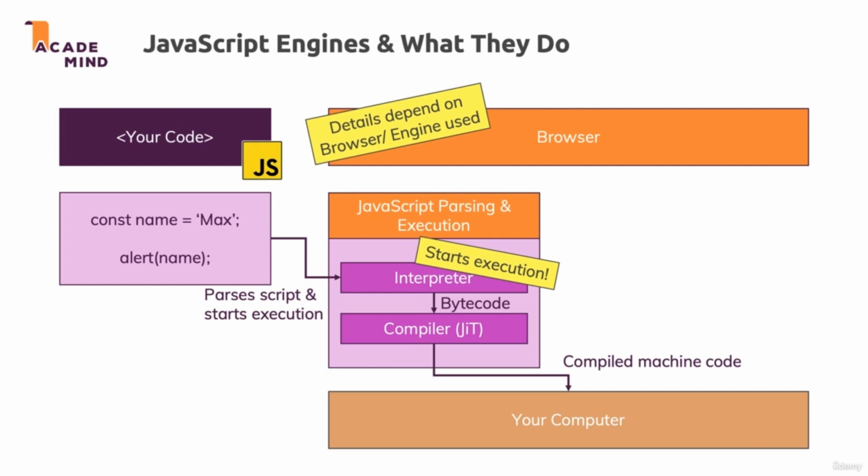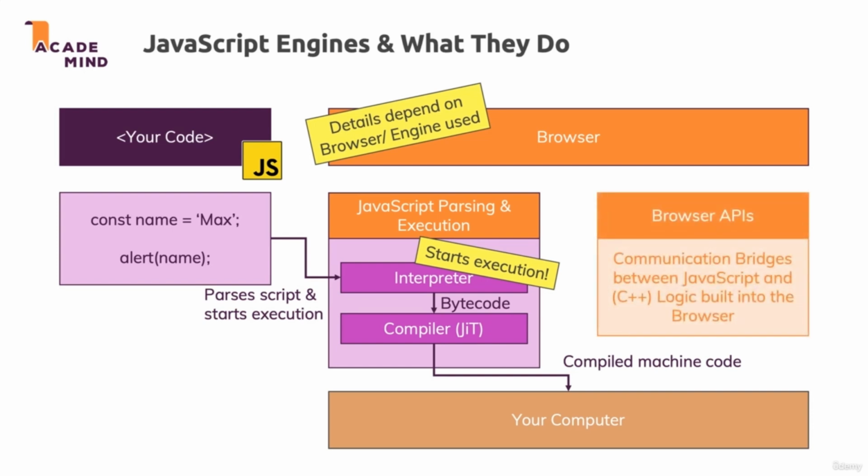Now, it's also important to note that the browser also gives you a couple of features, so-called APIs, which are built in, which you can tap into from your JavaScript code. Things like working with the loaded HTML code, or for example, what we'll also cover later in the course, a couple of other built-in APIs, for example, for getting the user's location.